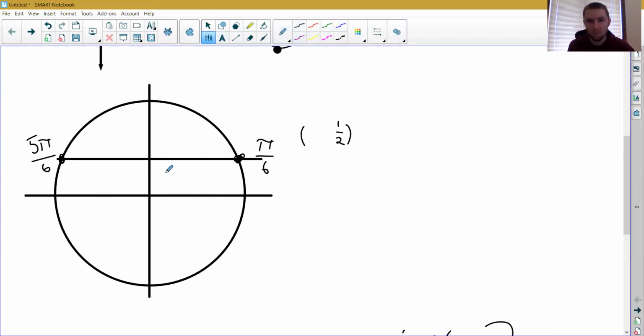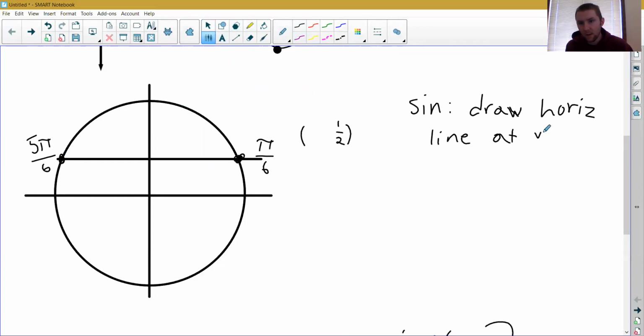Okay? So one thing that we can always do, you guys, is draw ourselves a quick unit circle, like this. And then for sine, we draw a horizontal line at the value on the y-axis, okay? I'm going to say in the y.